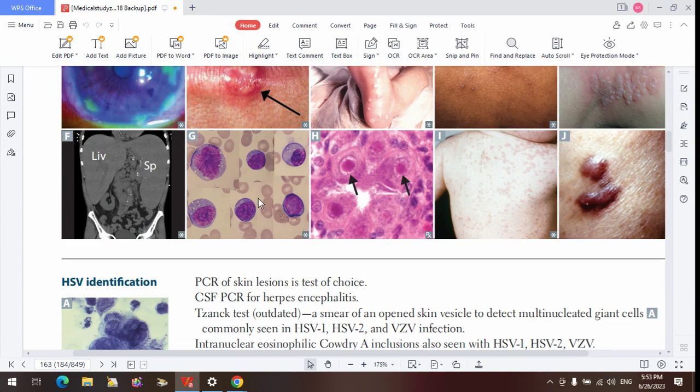Is it also called the Downey cell? The what? Also called the Downey cell. No, I don't know the other name. Did you see it somewhere? Okay.